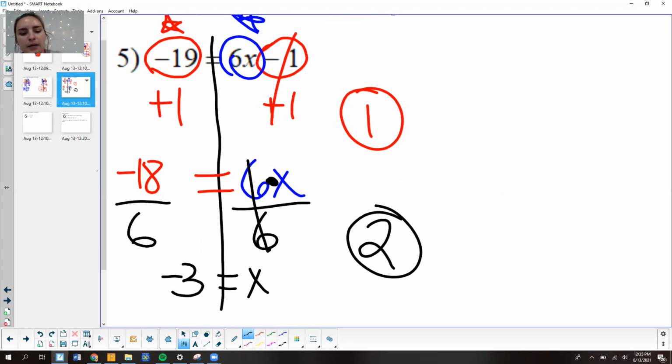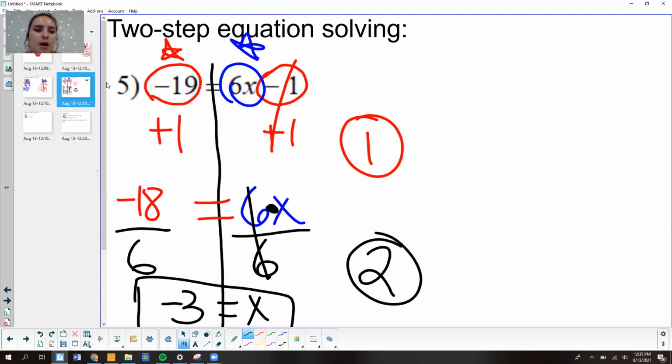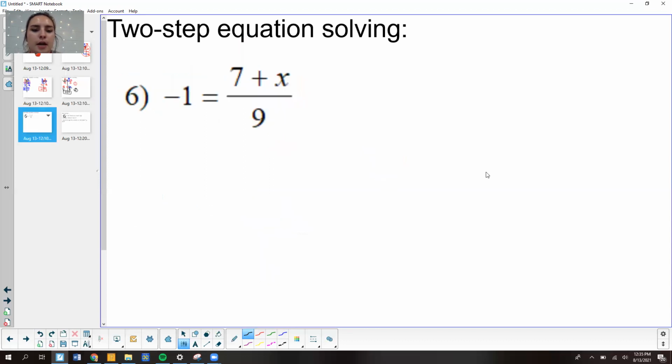All right, and always box in your answer or circle it when you're done so you can locate it easily. All right. Last one we're going to do all together today. This one's a little weird, so that's why I wanted to do a challenge problem, I guess, just in case you run into these.